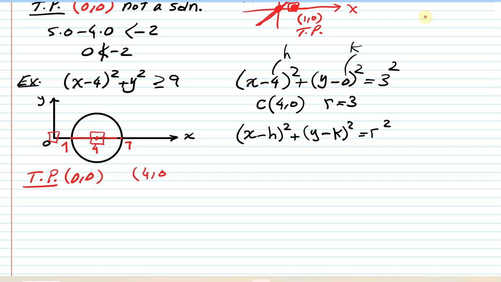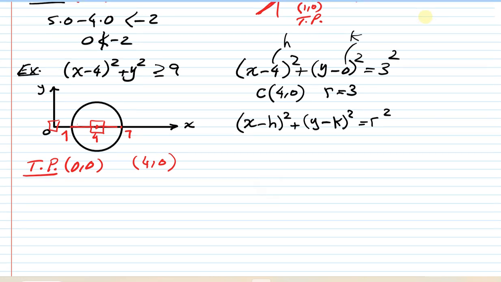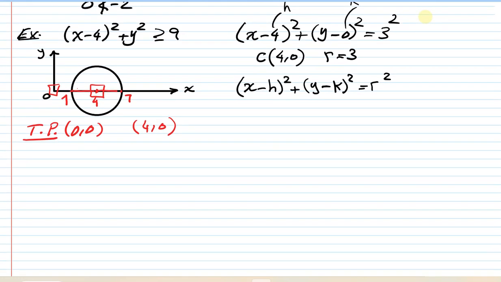We try both of them. Remember, it doesn't matter who picks a test point, we all end up with the same conclusion. So you can pick 0, 0, you can pick a point above the line, below the line, doesn't matter. As long as the statement is true or false, that's what makes your decision on how to shade. So let's go 0, 0.